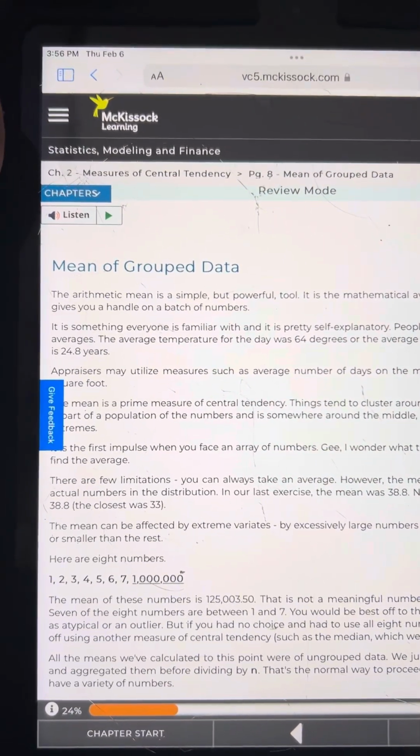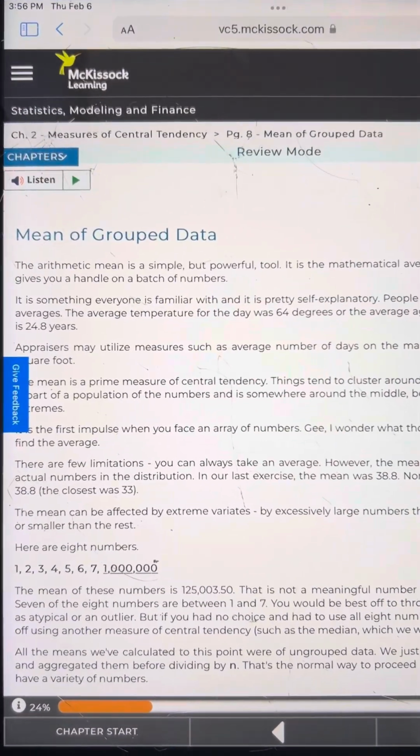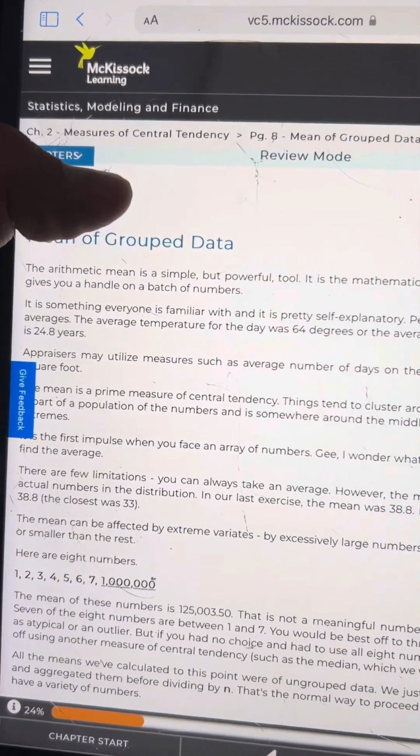Statistics Modeling of Finance, Chapter 2, Measures of Central Tendency, page 8, Mean of Grouped Data.